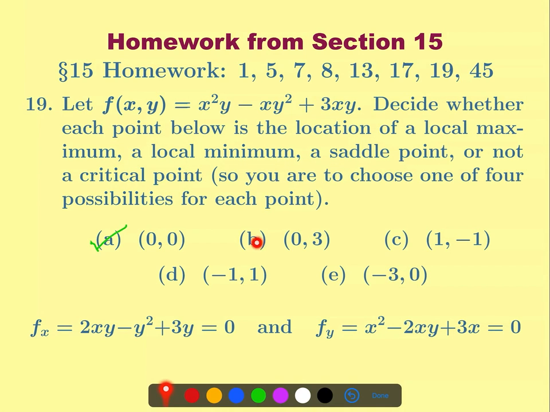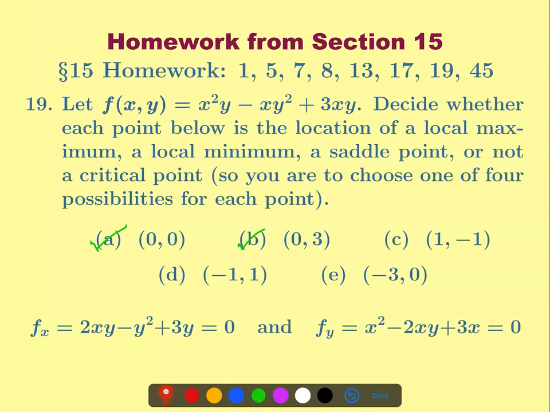Now we look at 0, 3. Here x is 0, and so this one's 0. This holds. But x is 0 here, so we have to check. We have a minus 9 when y is 3 and a plus 9, so this is 0 as well. And so B is definitely a critical point.